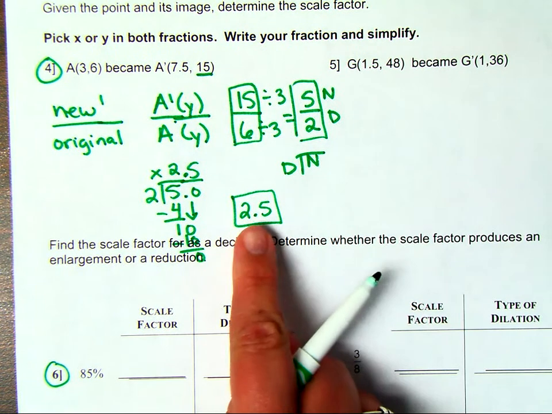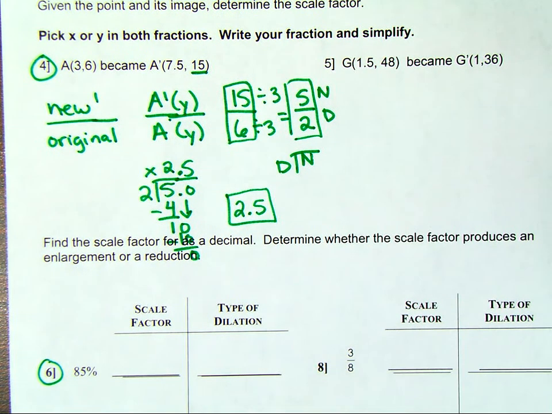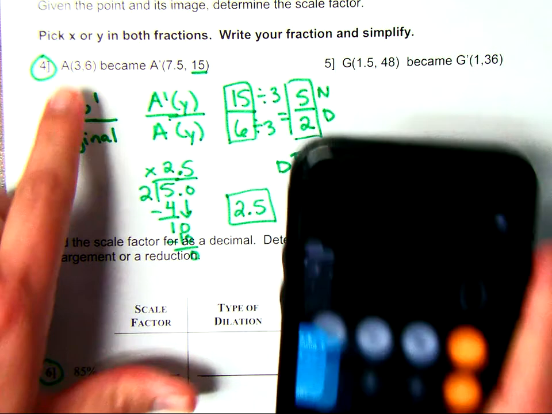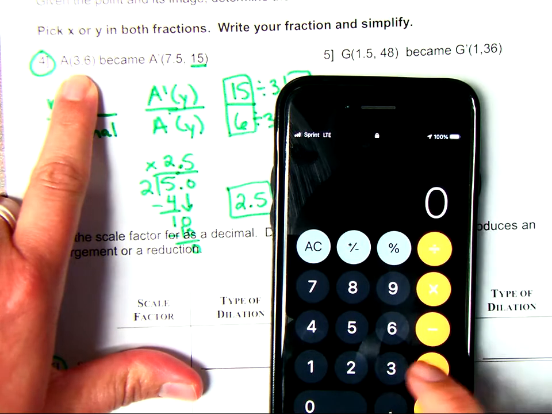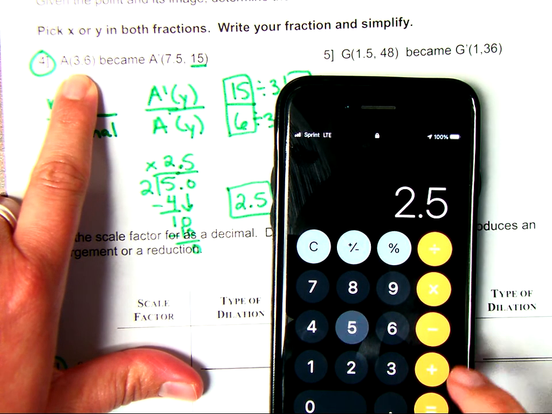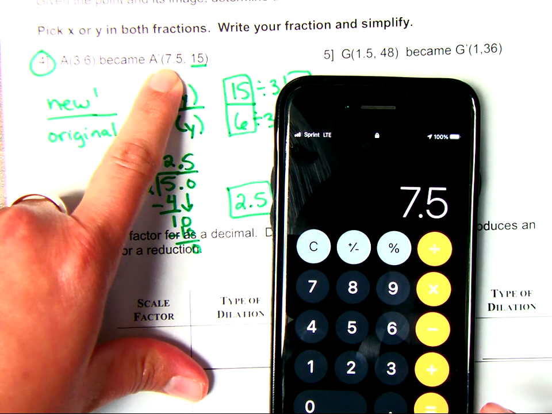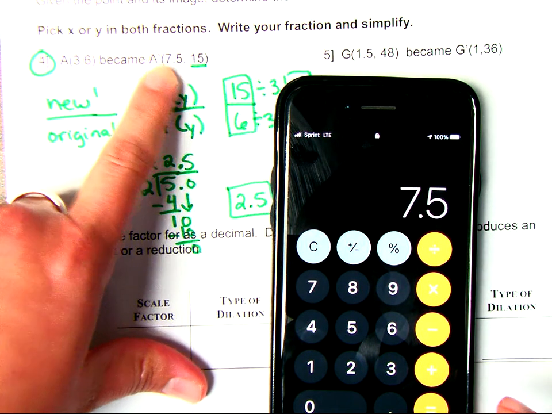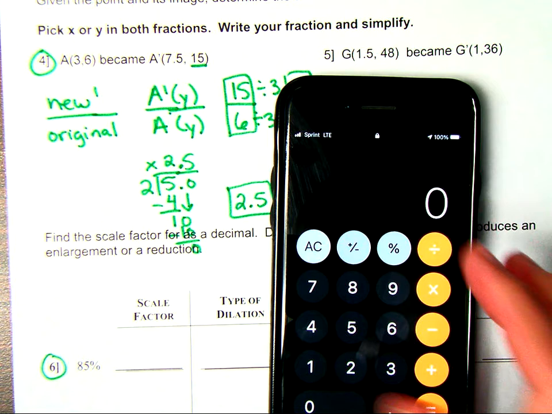Okay, well now, if that's my scale factor, check this out. If we know that that's my scale factor, and we compared our y values, I'm just going to show you with the calculator what happened. My original x was 3. If my scale factor is a number I'm multiplying, so I'm multiplying 2.5, look, there's your x value right there, 7.5. So that's another way you can check it after you solve it.